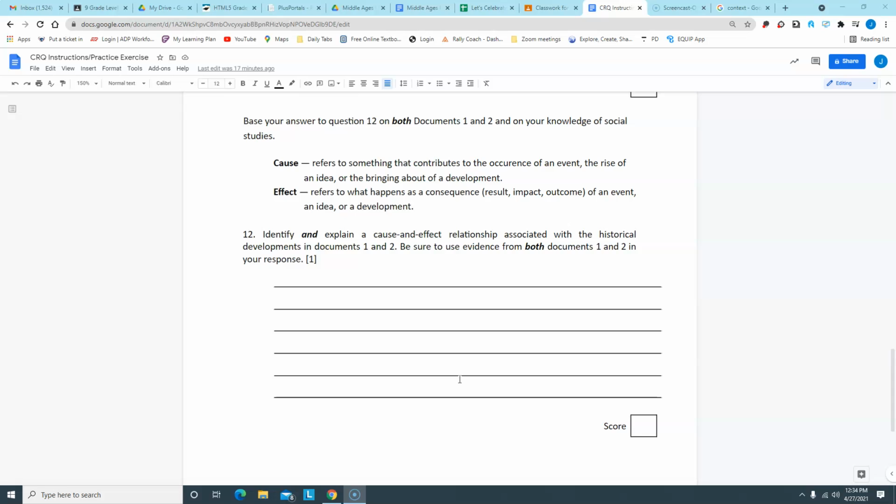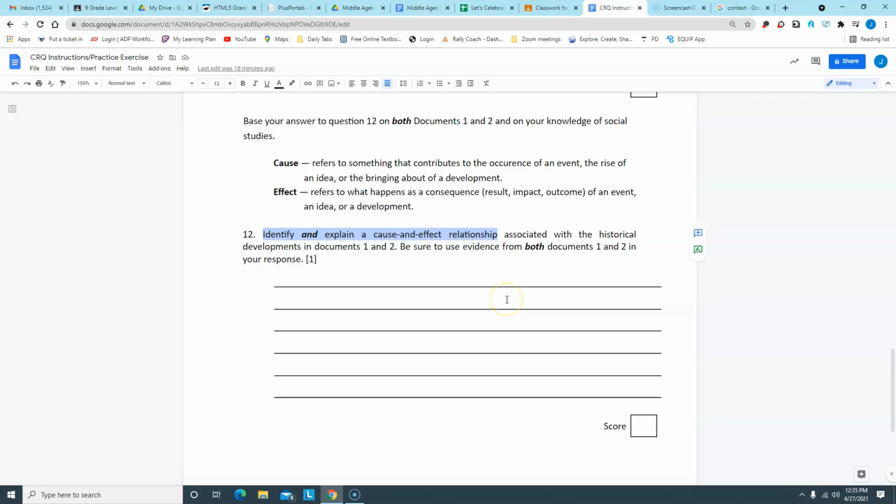What you have to do is now join these 2 documents, this information together, and identify and explain, right here, a cause and effect relationship. One is a cause, the other is effect, but what is that relationship? And again, simply copying and pasting your previous answers is not good enough. So, associated with the historical developments in documents 1 and 2. Be sure to use evidence from both documents 1 and 2 in your response.